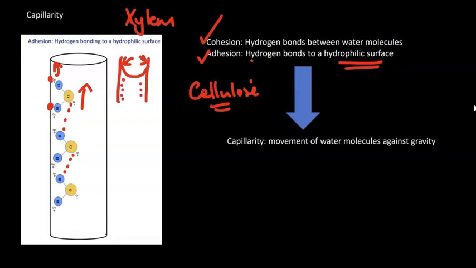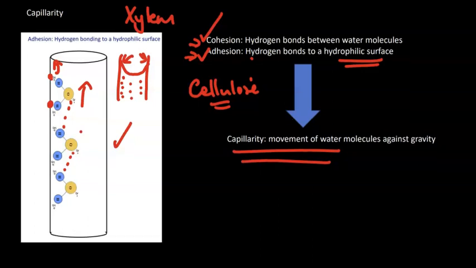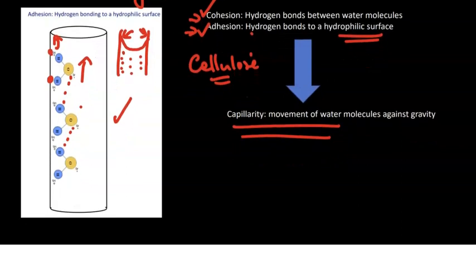But remember, the water molecules are also being pulled up by cohesion between the individual molecules, and this gives the effect of what is called capillarity, or the movement of water molecules against the gradient. And this contributes to the movement of water through tubular systems such as the xylem or the tissues of plant cells and their leaves, as we will see later.